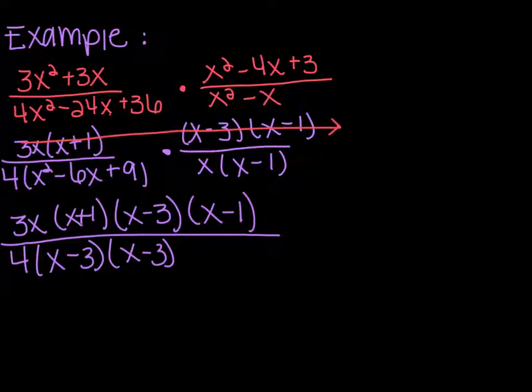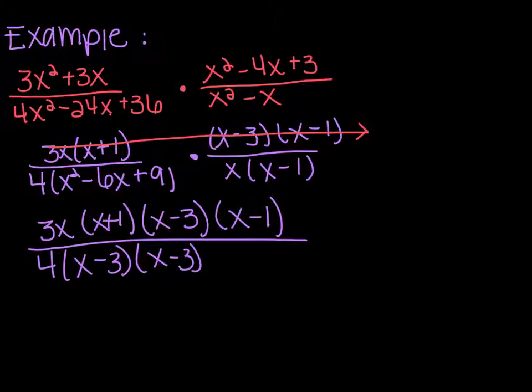And then keep on going. So on that second denominator, I have x and then an x minus 1. Now, as you see, this is as far broken down or as factored as it can go.